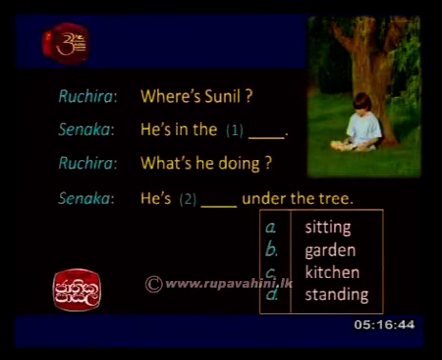Right. So using the picture, it's easy for you. Sunil is in the garden or kitchen. They are the two places. B. Yes, Sunil is in the garden. So you have to write B but not the garden. Right. What's he doing? Sitting or standing? A. Sitting. A. He is sitting. See, with the clues, it's very easy for you. Right. The second one. Let us look at the second picture.